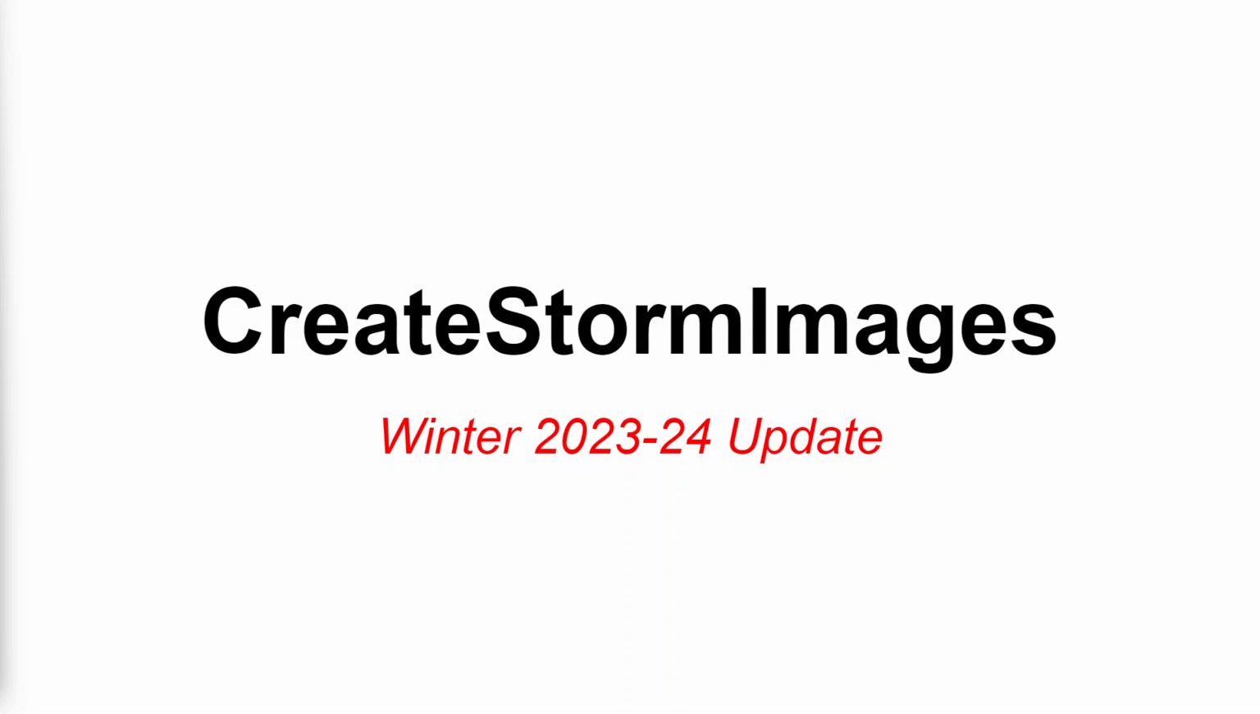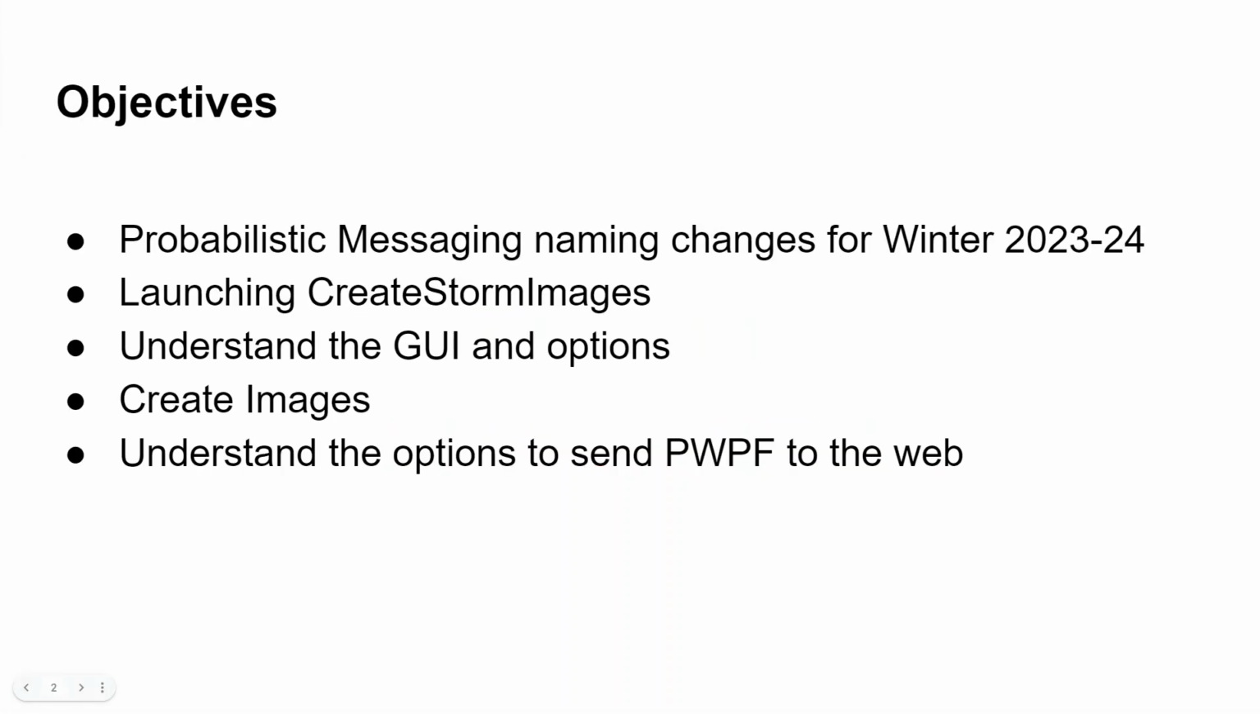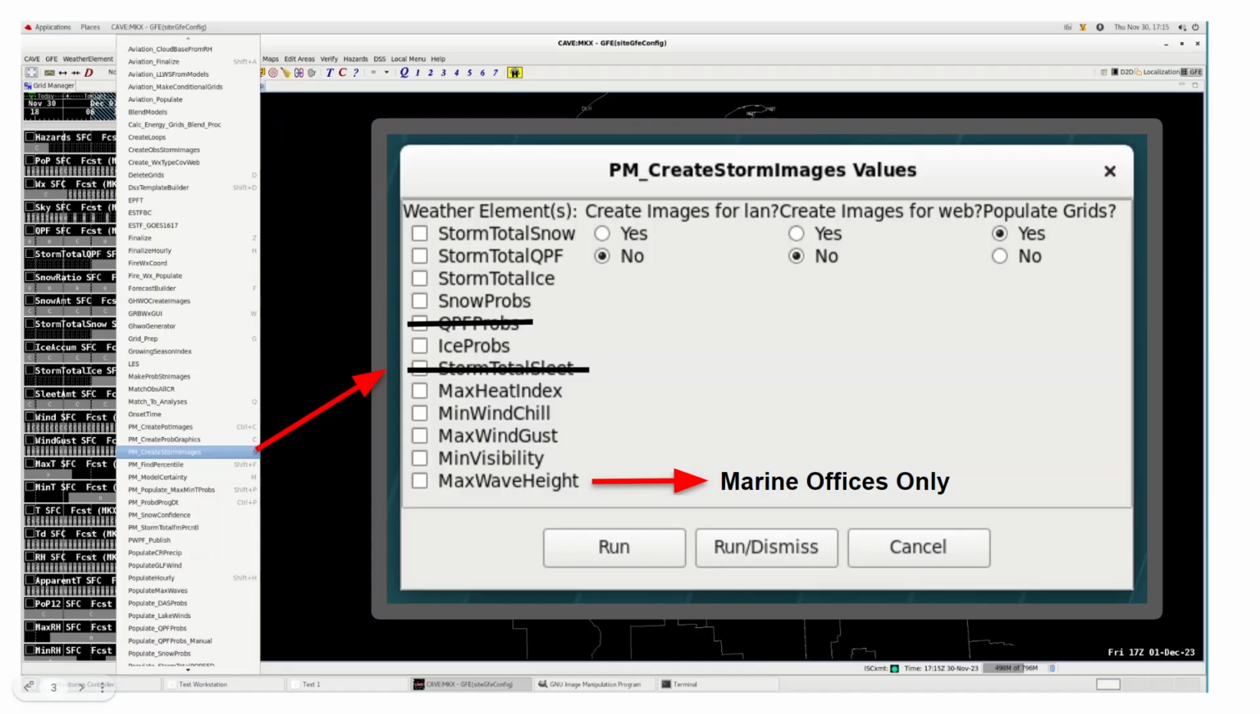This training video will provide an overview of the GFE procedure CreateStormImages and the updates for winter 2023 to 2024. Here are the objectives for this training. Based on forecaster feedback, the naming convention of probabilistic messaging procedures has changed, with a PM underscore added in front of each procedure. All probabilistic messaging procedures are located under the Populate menu in GFE. The remainder of this training will highlight where to launch CreateStormImages and understanding the available options in the procedure's graphical user interfaces.